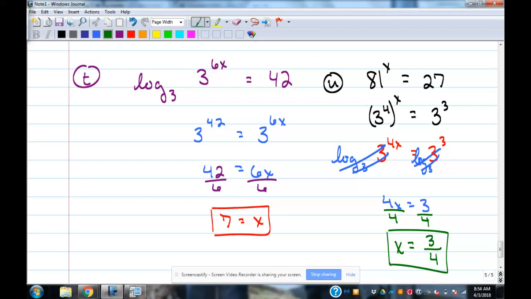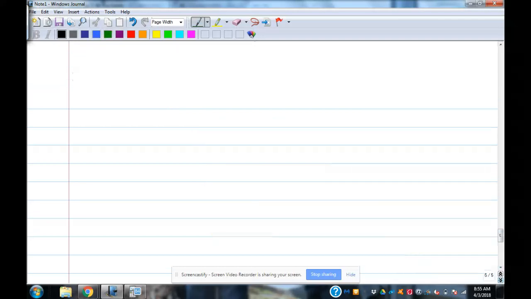The reason you need to know this part is for when it's not a nice number over there, like this next problem: 3 to the 5x equals 24. 24 can't be rewritten as 3 to a power. You could write it as 3 times 8, which is 2 cubed, but that doesn't really help you.